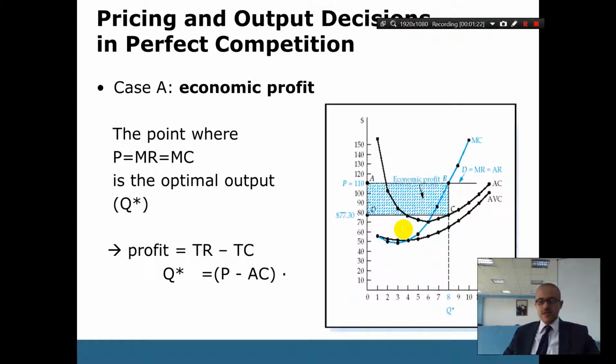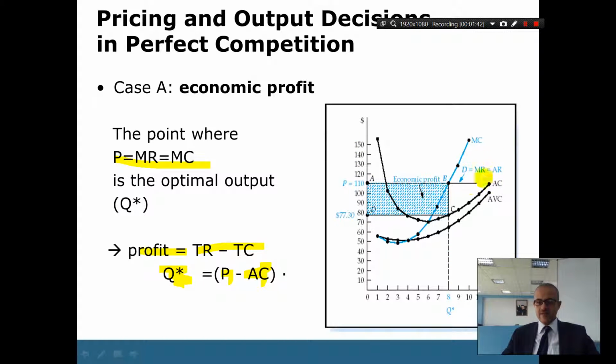Now if we move on, let's take this example here. We've got this case of economic profit. Price equals marginal revenue equals marginal cost. The profit is total revenue minus total cost. And if you take the quantity, it will equal price minus the average cost.